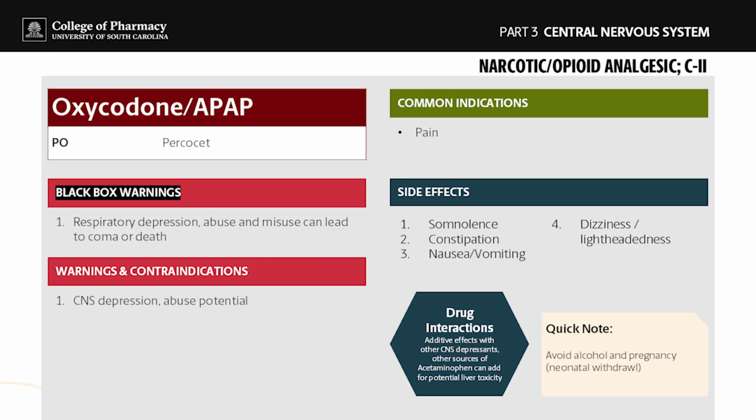Another narcotic opioid analgesic combination, which is also a Schedule 2, is oxycodone APAP. That APAP is acetaminophen. So look at the brand name, Percocet. See that? Acetaminophen and oxycodone. That's how you can remember that. It's also used for pain with very same side effects as the other opioids.